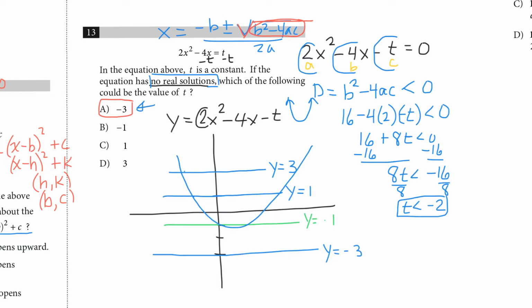Maybe that's easier for you, or you just want to do it algebraically. Just take b squared minus 4ac less than 0 and solve, and the answer was A.